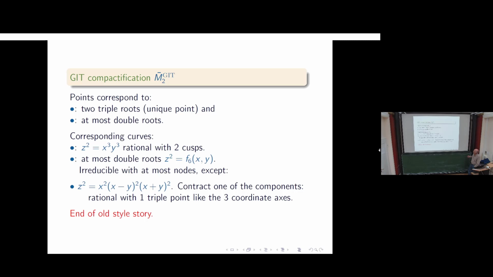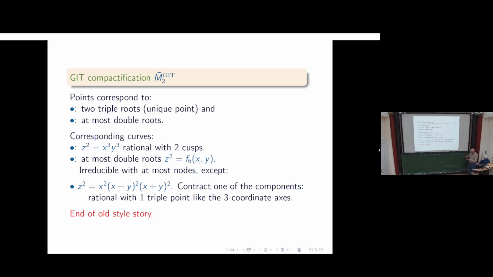Otherwise, at most double roots. Now, what are the corresponding curves? Well, this one is rational with 2 cusps. But with at most double roots, they're almost all irreducible with one exception, which is reducible. So if you like your curves reducible, which the classical authors really did, someone did not think that reducible curves should be considered as one object, except for conics. I think the conics consisting of 2 lines they were happy with, but not otherwise. Then we contract one component, and I get a triple point, which is like the 3 coordinate axes. So it doesn't matter which component we contract, the 2 curves are isomorphic.